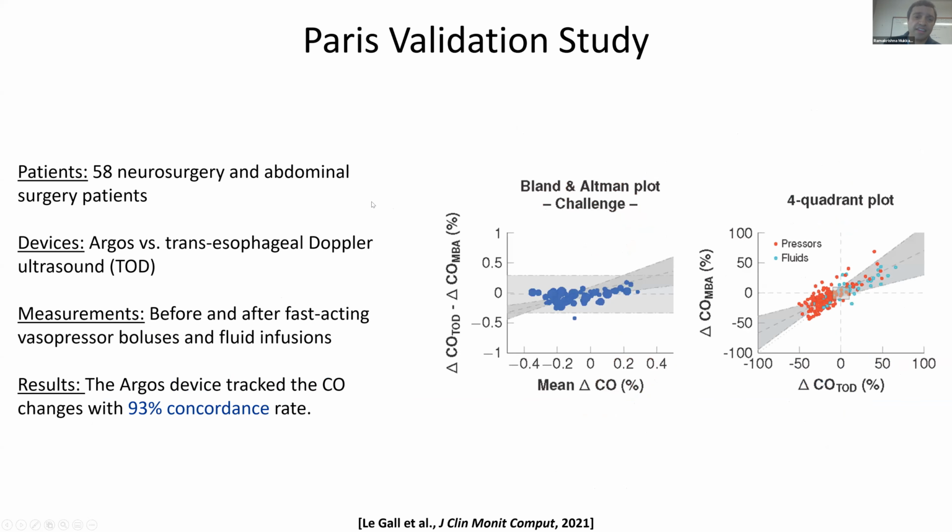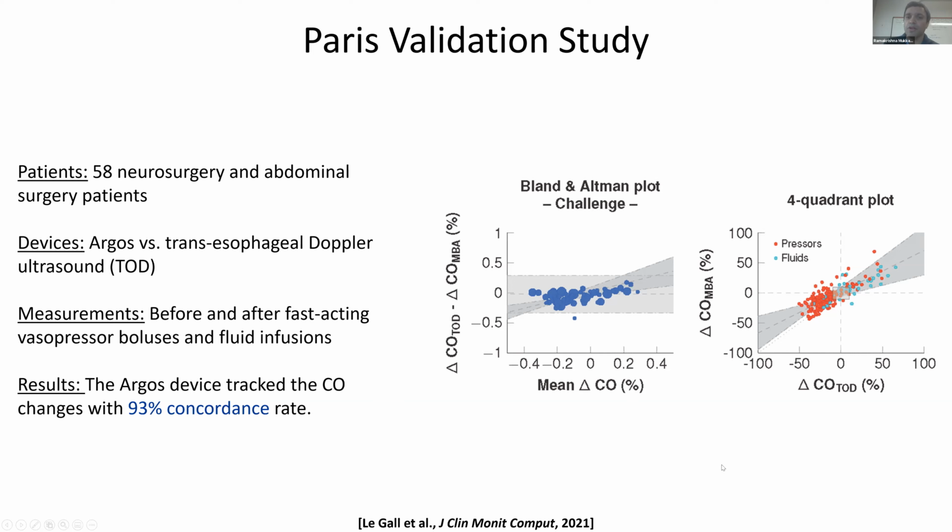Third, a study in Paris included 58 neurosurgery and abdominal surgery patients. And here, the Argos device was compared to reference transesophageal Doppler ultrasound before and after fast-acting vasopressor boluses and fluid infusions. Here are the Bland-Altman and concordance plots of the intervention-induced cardiac output changes for the Argos device versus the reference device. The Argos device tracked the cardiac output changes during both interventions well.